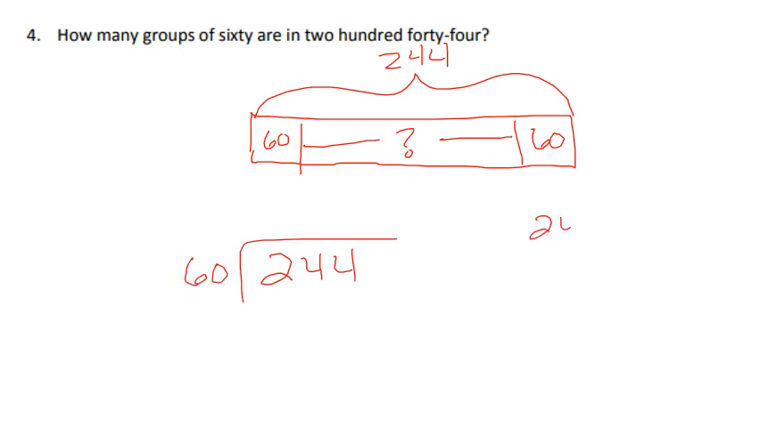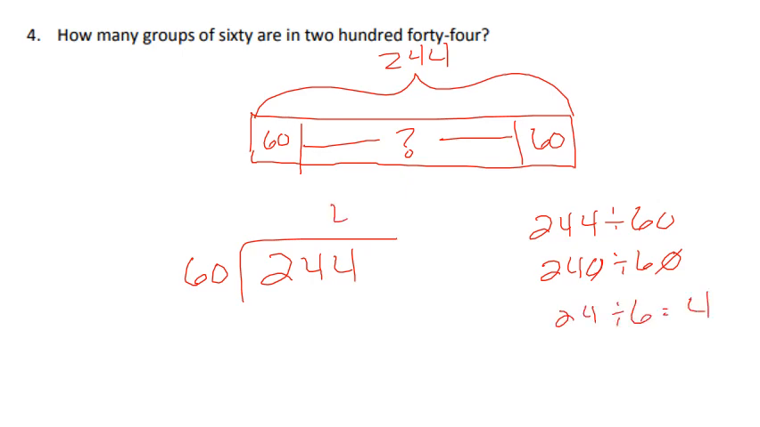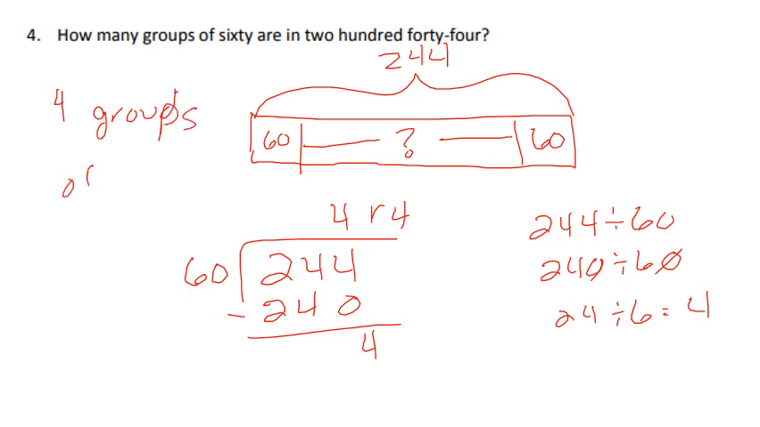I'm going to do an estimation to get a start. So it'll be 240 divided by 60. Take out the zeros, I got 24 divided by 6, which equals 4. So I'm going to start off with 4, and that'd be 240, and we have a remainder of 4. So there are 4 groups of 60.